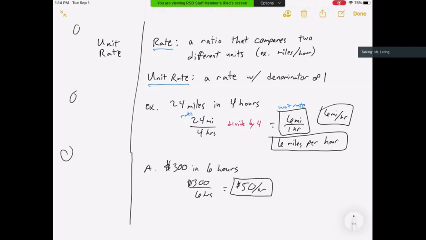Easy, right? Now, what's important to note is notice how I used the units. I said dollars and hours. I did not just say 50 was my answer, okay? Units are important. And let me explain to you why units are important, okay?